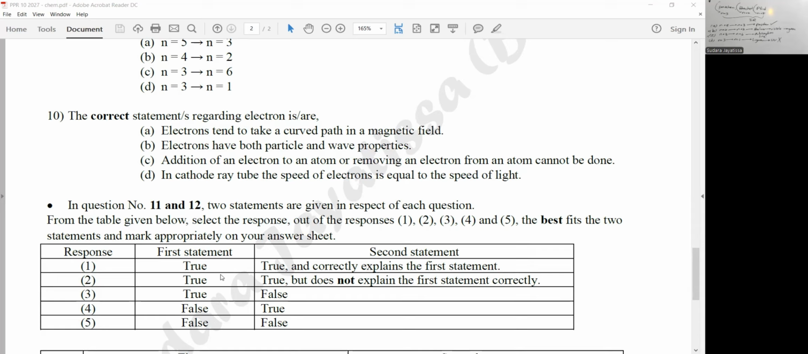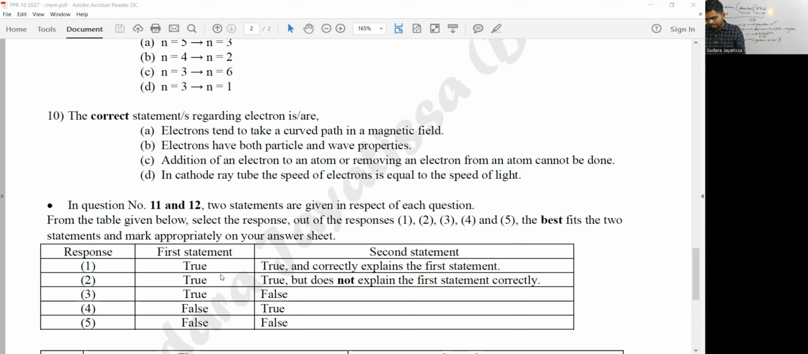The correct statement regarding electron. Electrons tend to take a curved path in a magnetic field. Yes, because it is a charged particle. You can write in front of that, because it is charged. According to Fleming's left-hand rule, charged particles will have a force on them when they travel through a magnetic field. So the first one is correct. If it is charged, then it is curving in a magnetic field.